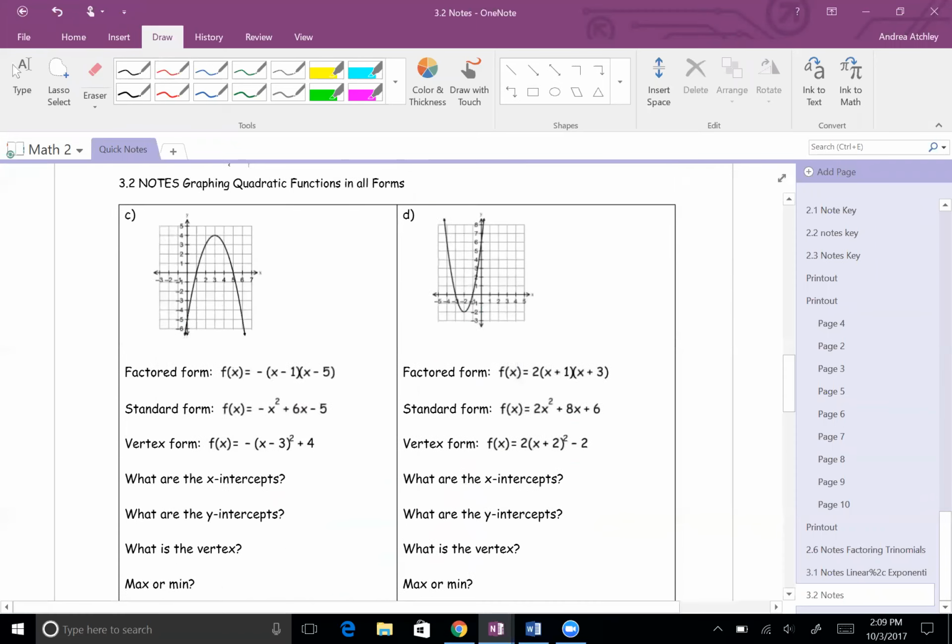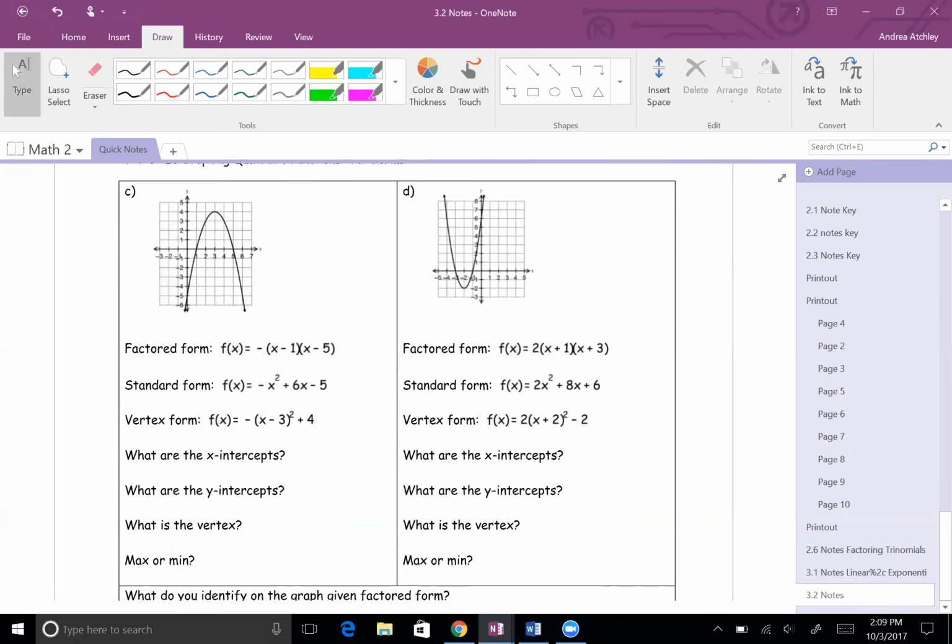Okay, let's try the next one. C. Alexis, what was the x-intercepts here? Okay. 1 and 0 and 5 and 0. Are we good? Didn't want to interrupt. Okay.